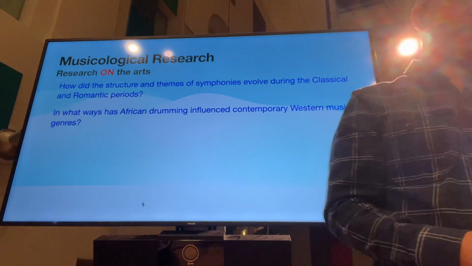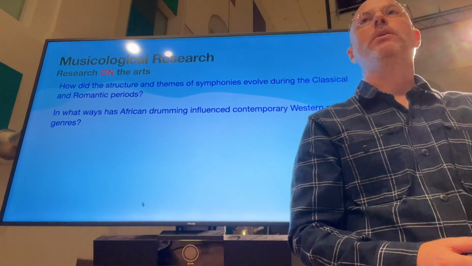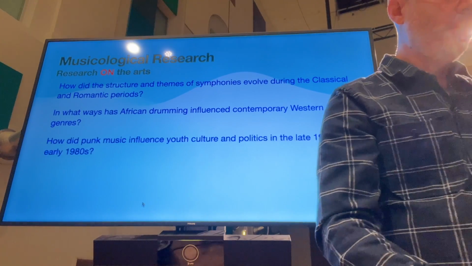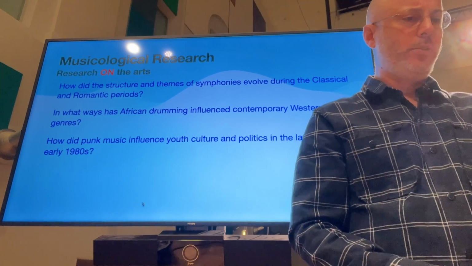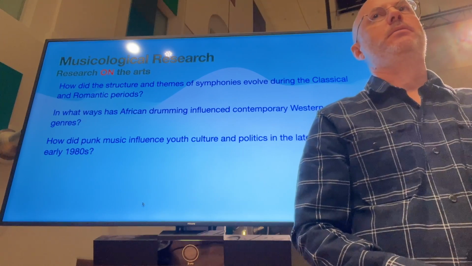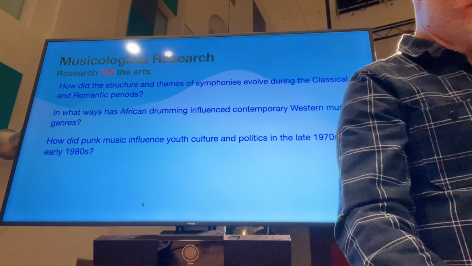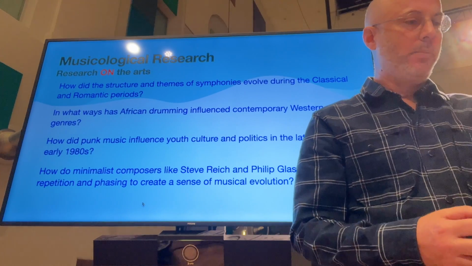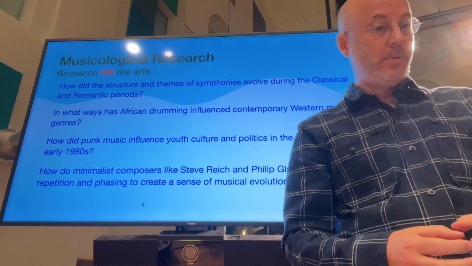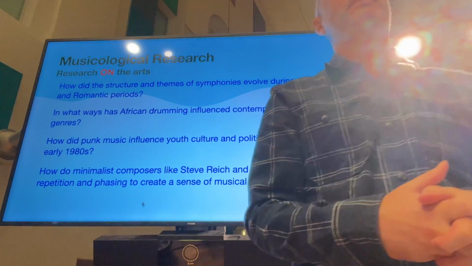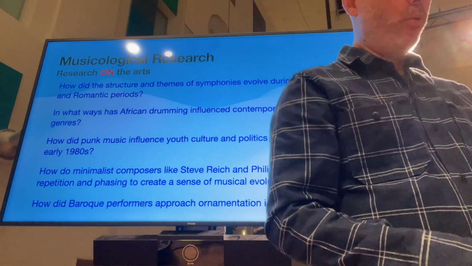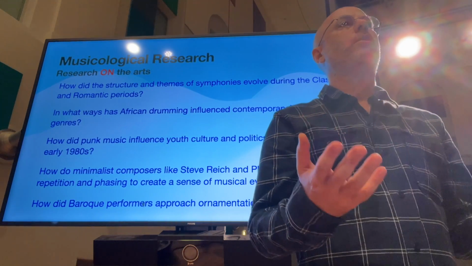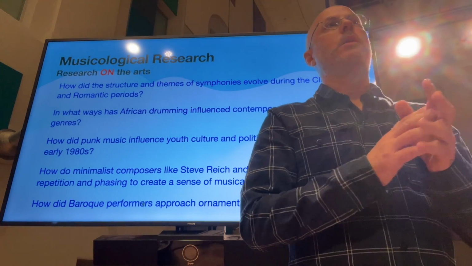Or in what ways has African drumming influenced contemporary Western music genres, right? Awesome question. How did punk music influence youth culture and politics in the late 70s and early 1980s? Who doesn't want to know that? How do minimalist composers like Steve Reich and Philip Glass utilize repetition and phasing to create a sense of musical evolution? Or how did Baroque performers approach ornamentation in keyboard music? Right? These are all really typical musicological questions.